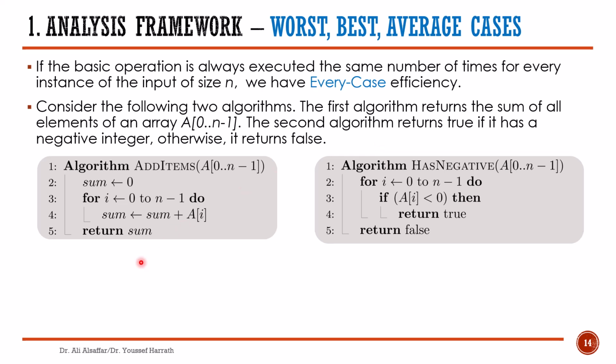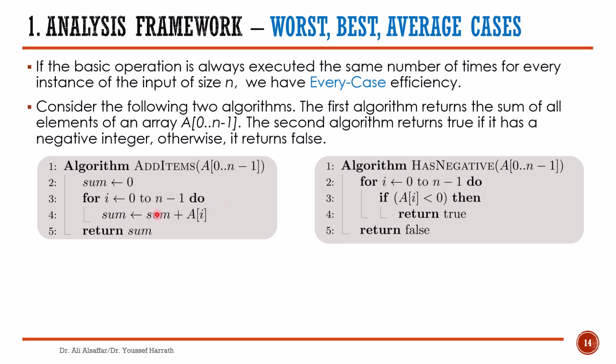Let us consider the first algorithm on the left. The algorithm is using an accumulator that is called sum. In every iteration of the for loop, the current element of the array is added to sum. At the end, the value of sum is returned by the algorithm. Where is the basic operation? The basic operation is the addition at line 4.